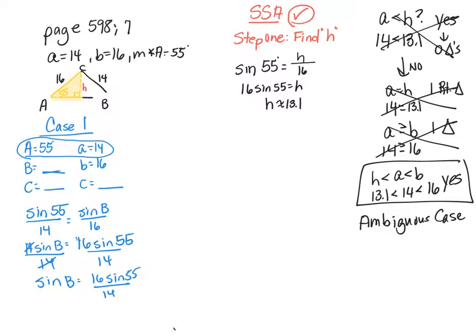So I need to inverse sine this. I'll do second sine so that my display shows the -1 there. And I'm going to put in 16 sine 55 divided by 14 and see what angle B would equal. I'm going to inverse sine 16 sine 55, and I'm going to close that parentheses around that 55. Then divide by 14, hit enter, and I find that B has an approximate measure of 69.4.